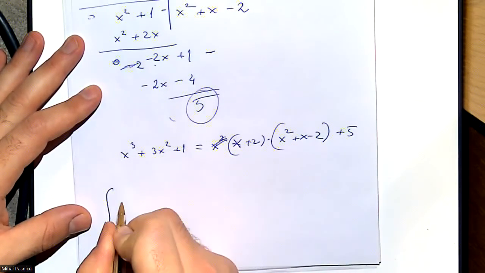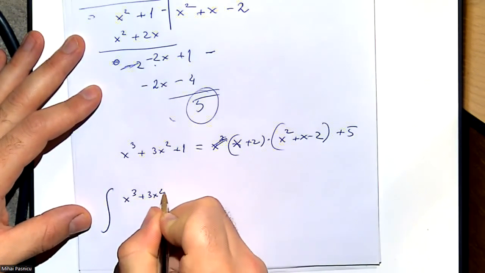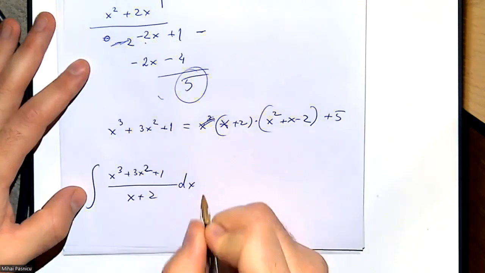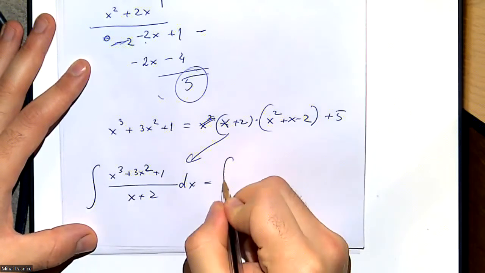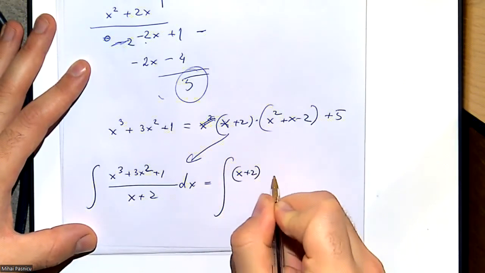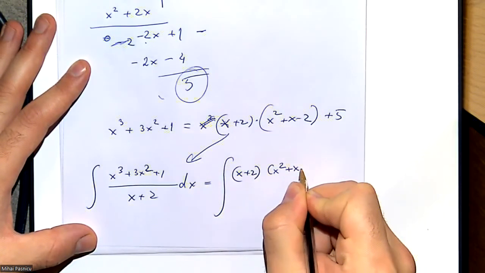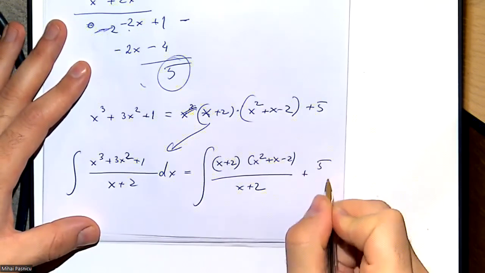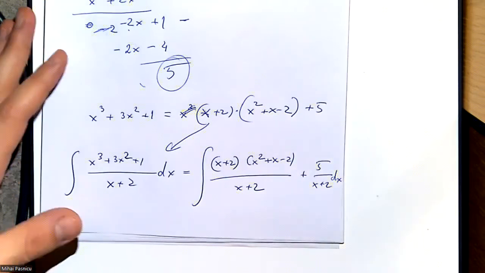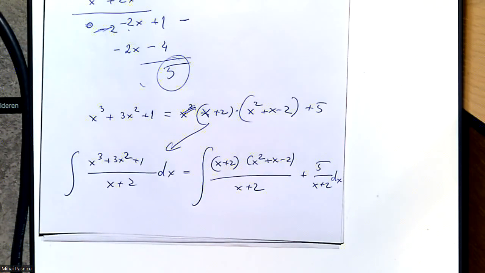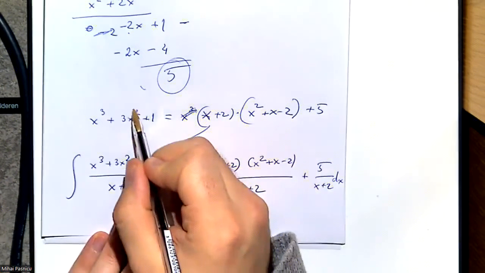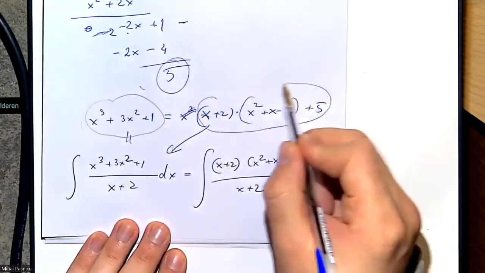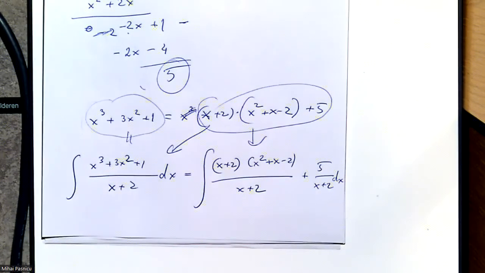Well, I had to compute this integral, which is ugly: x squared, 3x squared plus 1, x plus 2 dx, right? And I just use this replacement. Integral x plus 2, x squared plus x minus 2, x plus 2. And I just take the 5 out because I don't like it. Okay? I just replaced my x to the third, this thing, I just replaced it with this thing over here. Okay?